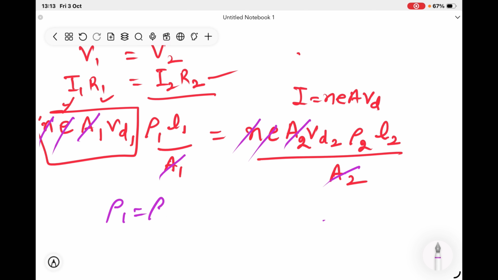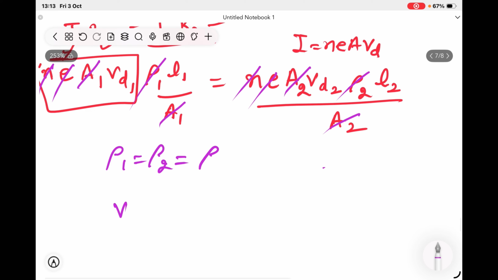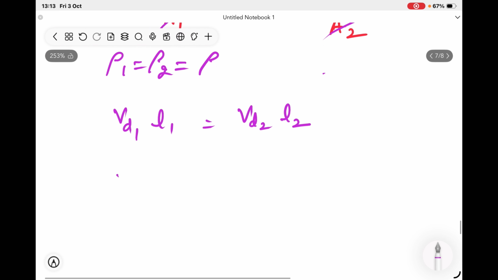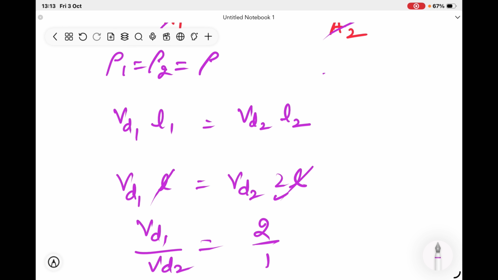It means resistivity is same. Both wires are of copper, so you can cancel this too. So what are we left with? VD1 and L1 divided equals VD2 and L2. And now you know that L1 was L and L2 was 2L. L is also cancelled, so VD1 by VD2 is calculated as 2 by 1. So ratio is with us.